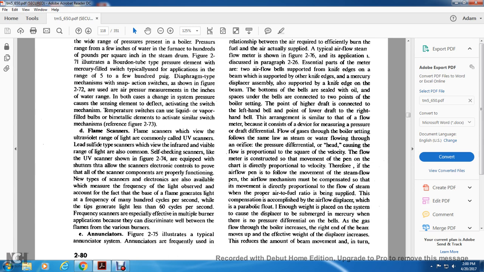New type of system scanners electronically are also available to measure the frequency of the light observed, on account of the fact that the base of the flame generates light with frequency of over 100 cycles per second, while the tips generate light less than 60 cycles per second. The frequency scanners are especially effective with multiple burner applications because they discriminate well between the flames of the various burners.